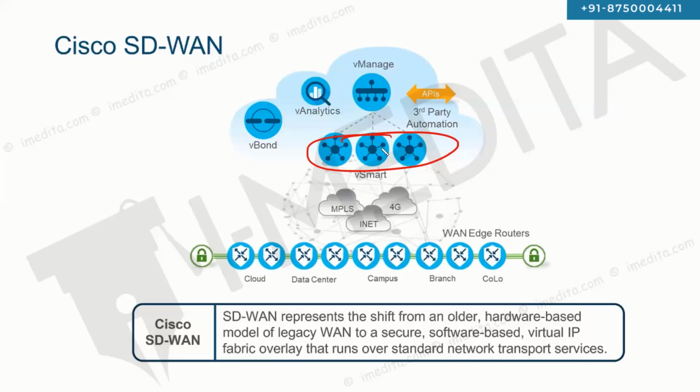We will cover each and every component here: what is vBond, what is vManage, what are their functions, what is vSmart, what are their functions, what is a managed router, what are their functions, and how many different types of managed routers you have got. That is also an important question that we will cover tomorrow, right? Okay, sir. That's fine, sir. Thank you.